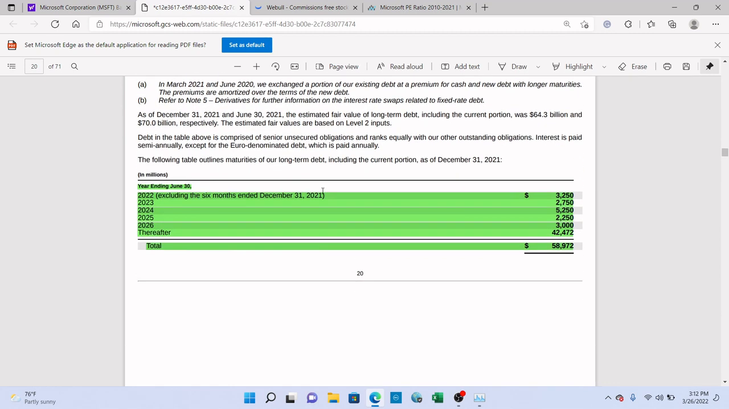When we're looking at this, we see that there's not a whole lot that has to be paid in the next few years. But most of their debt matures after 2026. After 2026, it's 42.47 billion. But in the shorter term, they're not really paying too much. This is good when you see it spaced out like this, because it means that they don't have a massive liability in the shorter term future.